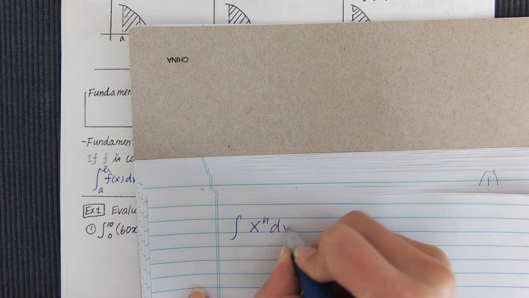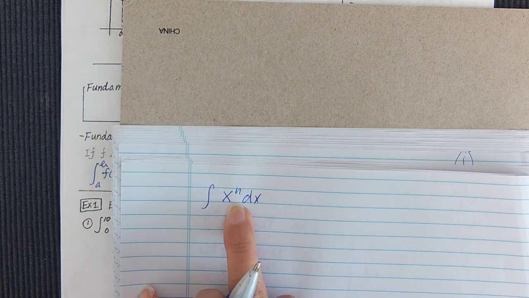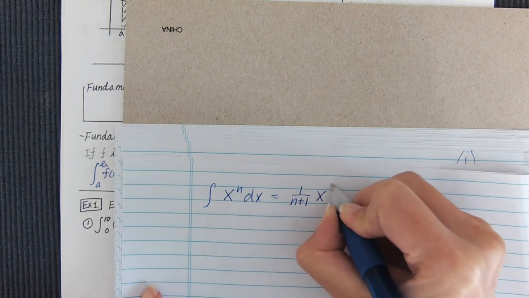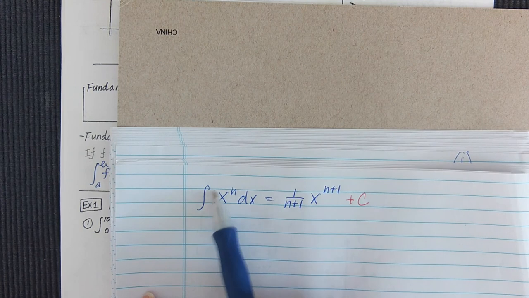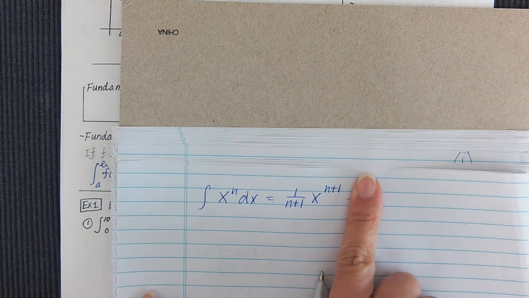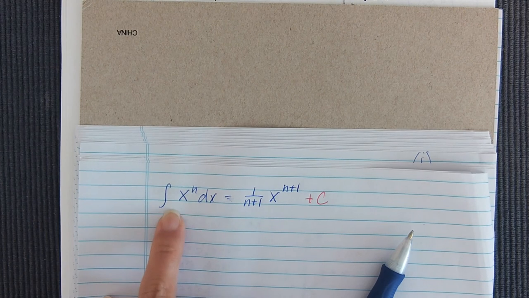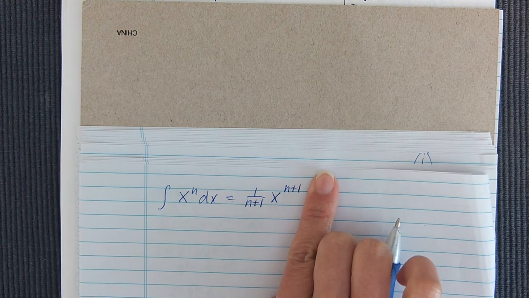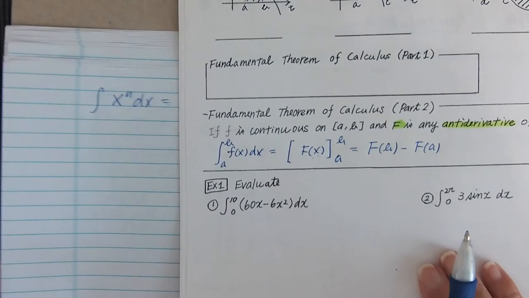Just before we practice this, do you guys remember this formula? How do you take the antiderivative of the power? We did it in chapter 4. What does the formula say? 1 over n plus 1, x to the n plus 1. I know we normally put the plus C, but that's for an undefined one. If you have an A to B, you don't put the C anymore, because the C part gets taken care of. But that's the formula we use. So start right here. Don't forget this formula.